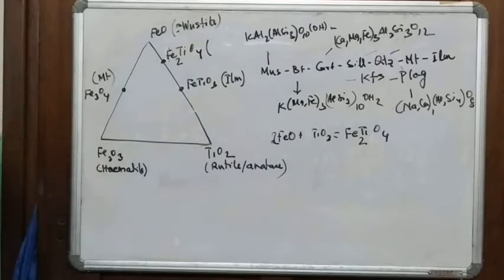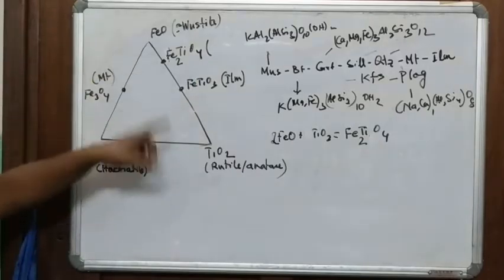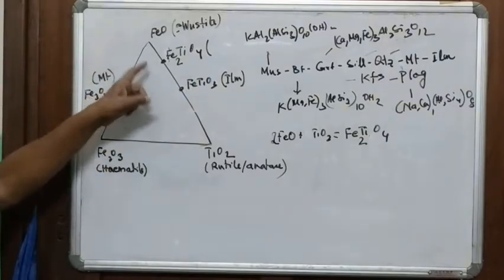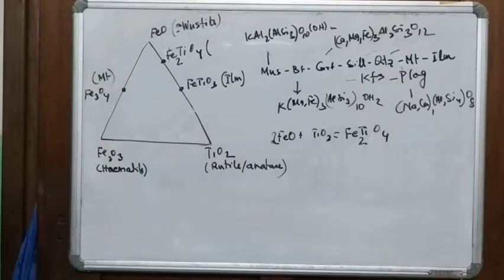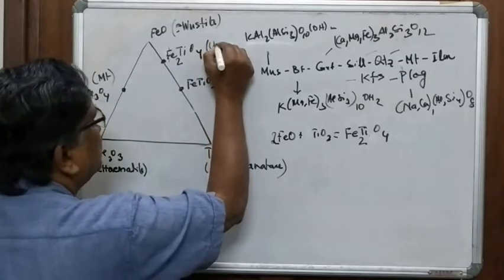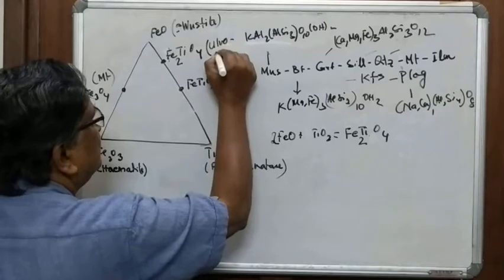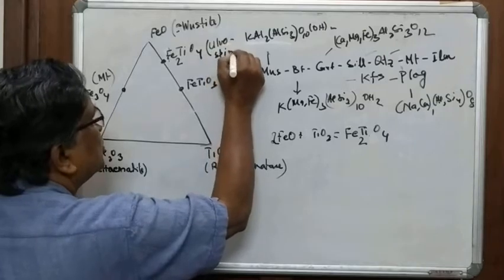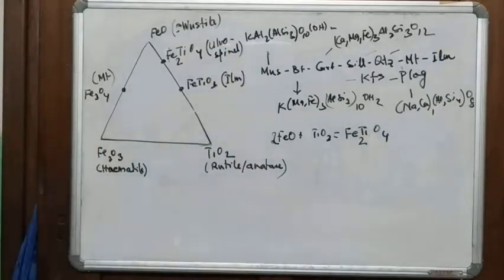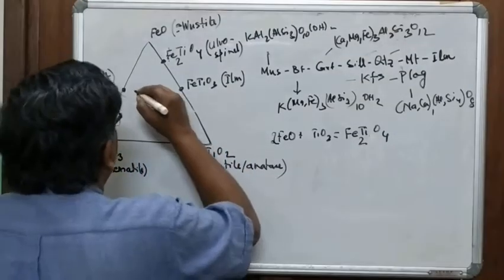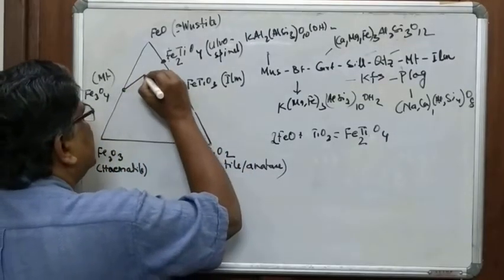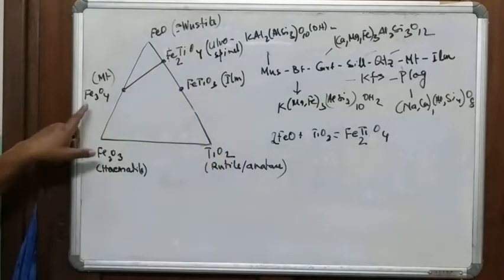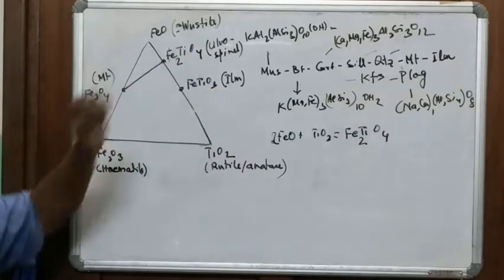This mineral here, Fe2TiO4. So actually it should be 1/3. It's just a little high. So this mineral is called ulvospinel. Now in this compositional triangle, the magnetite is a solid solution between Fe3O4 and Fe2TiO4.